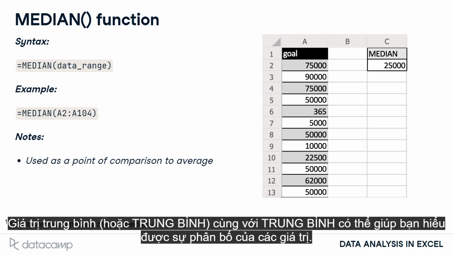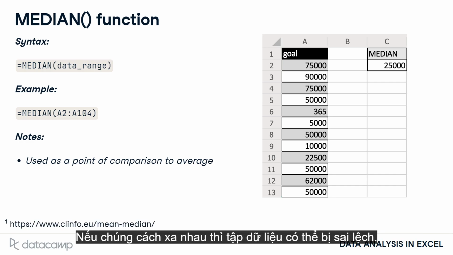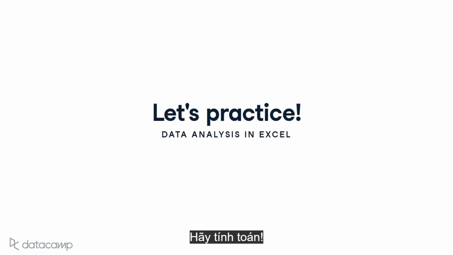Mean, or average, together with median, can help you understand the distribution of values. The closer these numbers are, the more evenly distributed the values are. If they are very far apart, the data set is likely skewed. Descriptive statistics is outside the scope of this course, but check out the linked article for more information. Let's get calculating.